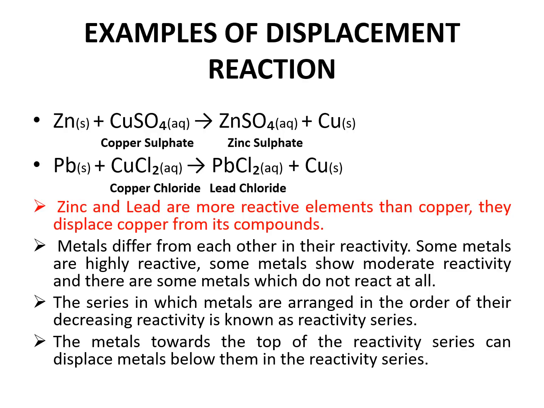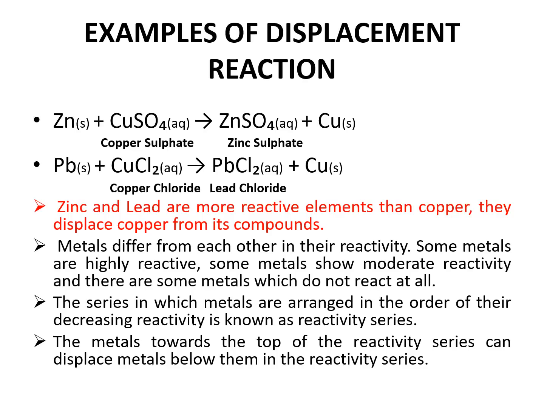If we take a lead rod and place it into copper chloride solution, which is greenish blue in color, after some time PbCl2 and copper are formed. So in these reactions, zinc and lead are more reactive than copper. They displace copper from its compounds.